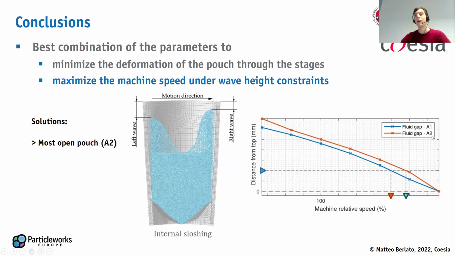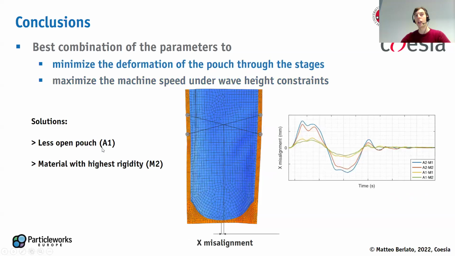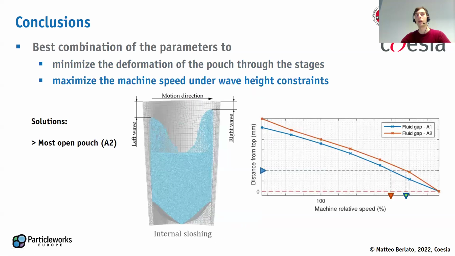But you can see here that with a more open pouch, so a slightly different optimized shape of the pouch. So for this case, it was good to have a less open pouch, so a more compact pouch. But for this kind of objective, actually, a configuration where the pouch is more open was found to be better. Okay, so there is a trade-off, because here you can see that it allows this kind of A2 configuration for a faster machine speed.